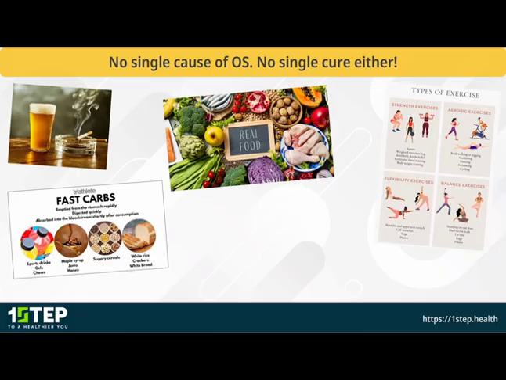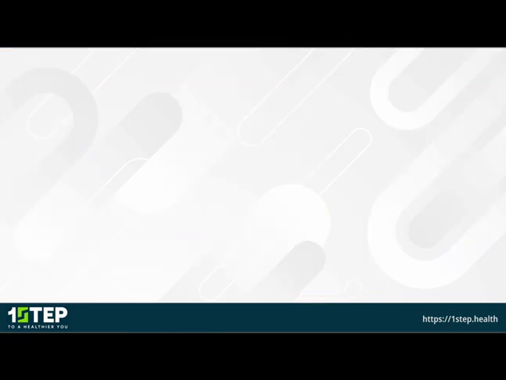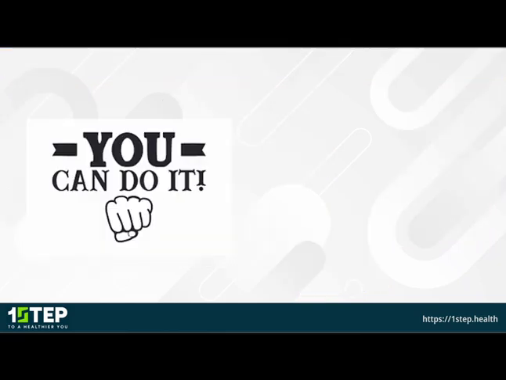Manage your stress levels because stress makes everything worse. And last but not the least, get enough good quality sleep. It is the foundation on which long lasting health and well being is built. So, those are the 6 things that you can do to reduce oxidative stress. And you can definitely do them because you have the power to change.